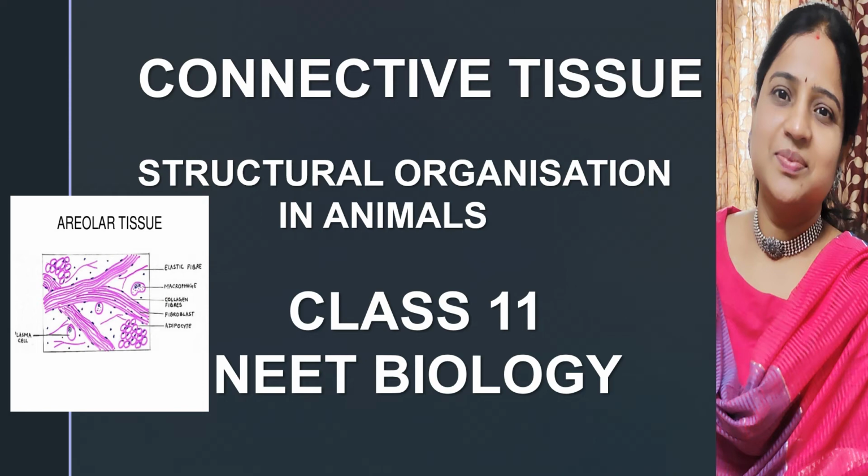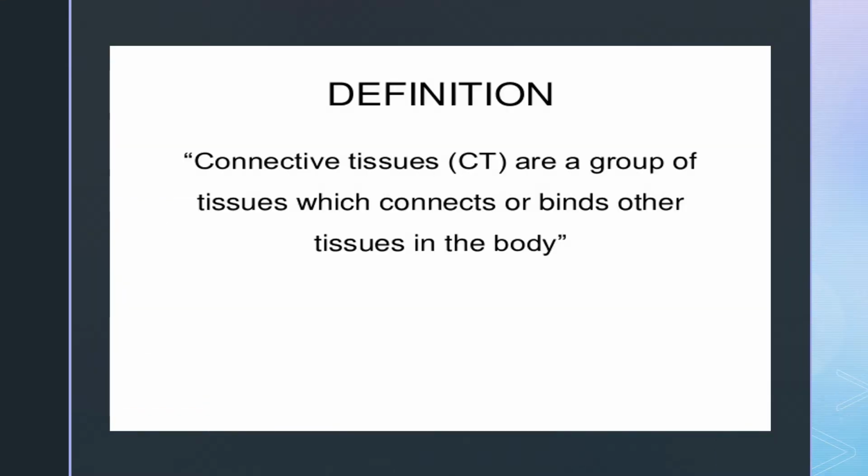Connective tissue from structural organization in animals. The name itself says the connective tissue is a group of tissue which connects or binds the tissue with that of another tissue. Okay, connective is the one which connects one tissue with that of another tissue.